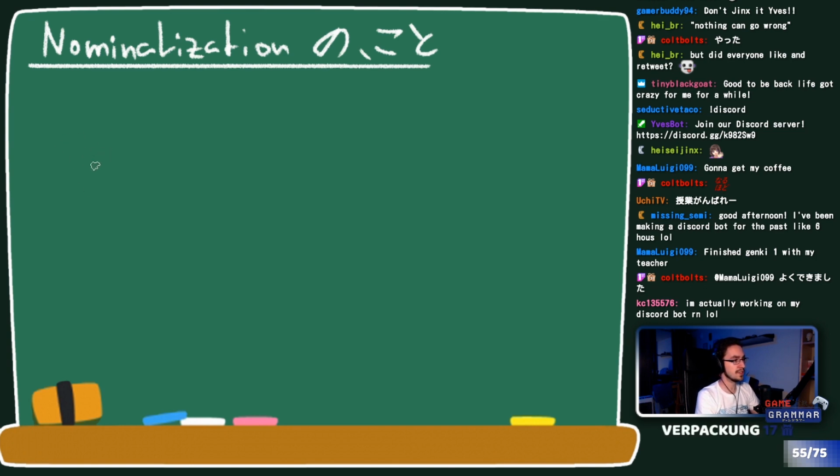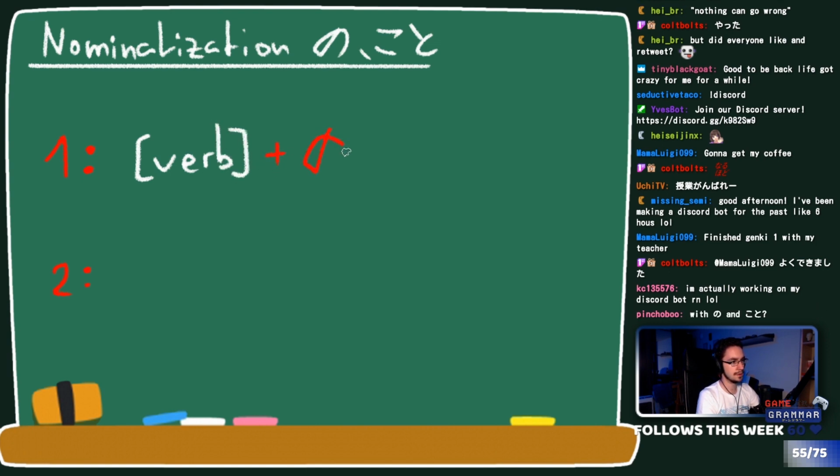So the basic process is actually super easy, okay? We have two main ways of doing it, and if you can sort of read the title up here, you probably already can imagine what those two ways are, but let me just write them out. Basically, the two ways of doing it is just having a verb and then adding no, or having a verb and then adding koto.